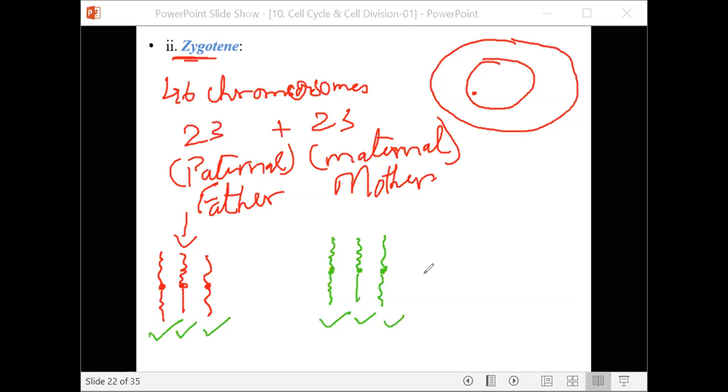Now in zygotene, what exactly is happening is, say this is the first chromosome pair. So these two will come close to each other. Whichever chromosome is from maternal origin, the first chromosome from maternal origin and the first chromosome from paternal origin, will come close to each other. Ek dusre ke kareeb aa jayenge. Theek hai? So what will be the end result?